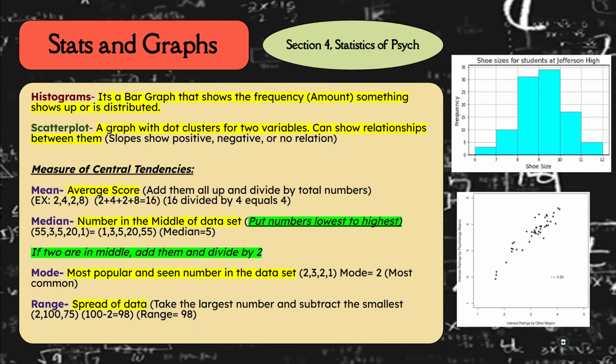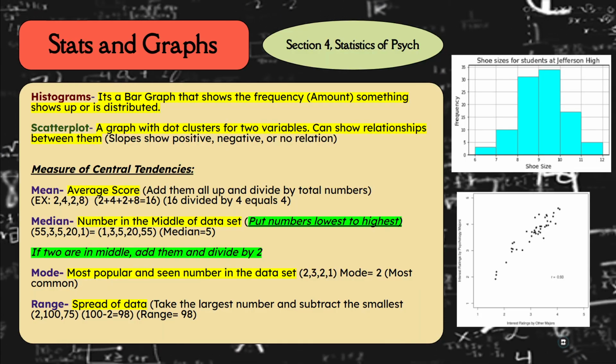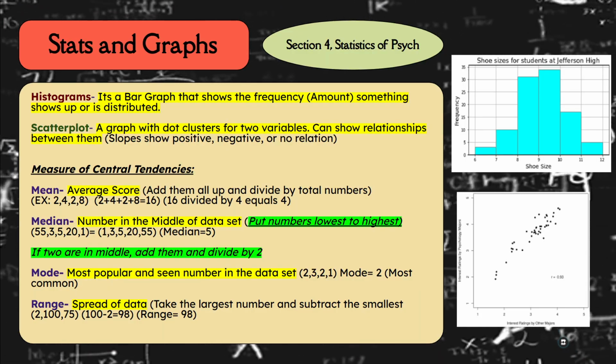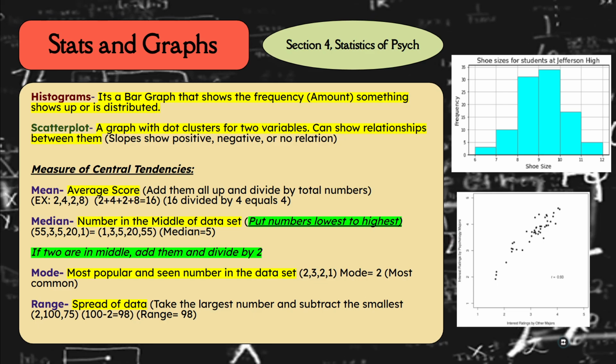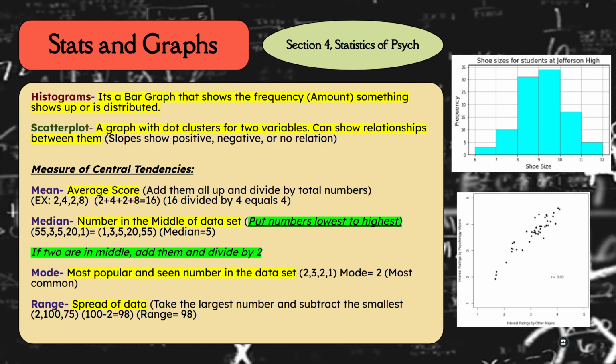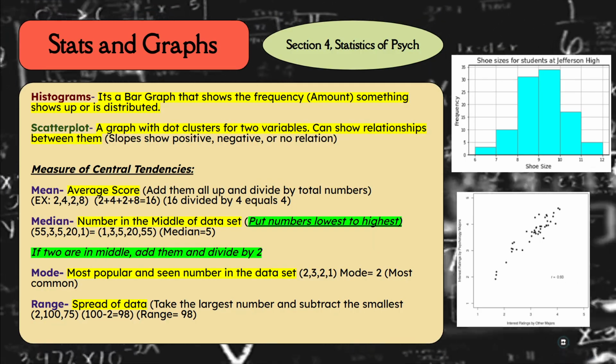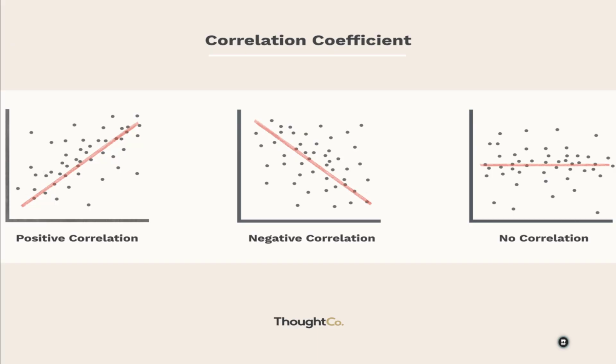Range, we're looking at the spread of data, so this means the highest number compared to the lowest and all the numbers in between. For example, you take the highest number subtracted by the smallest, and that's the range of all the different data set numbers. So if it's 100 minus 2, the answer would be 98.